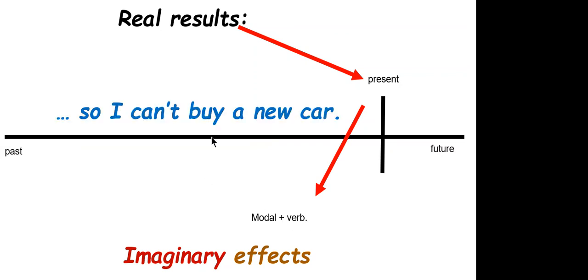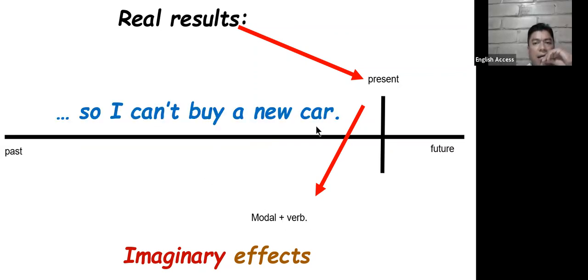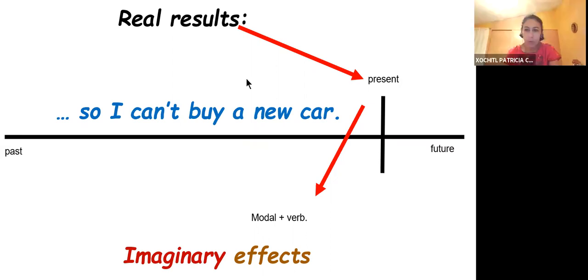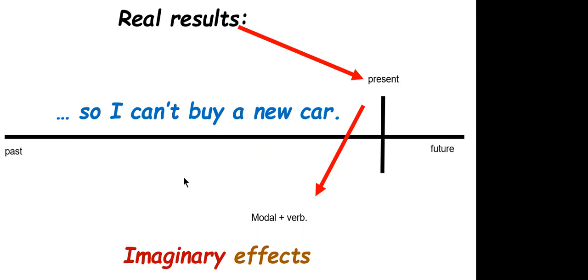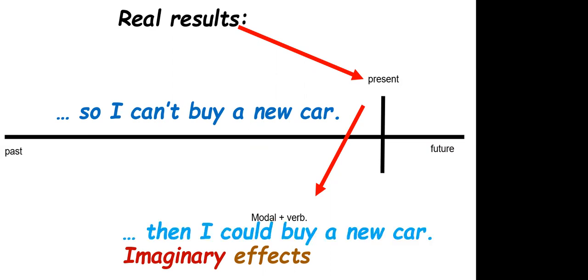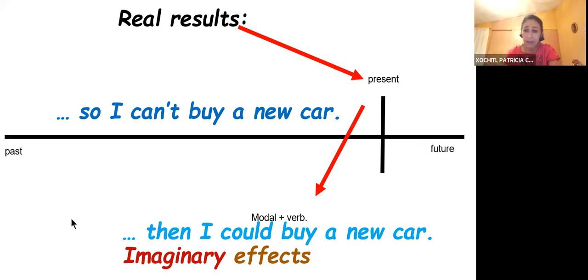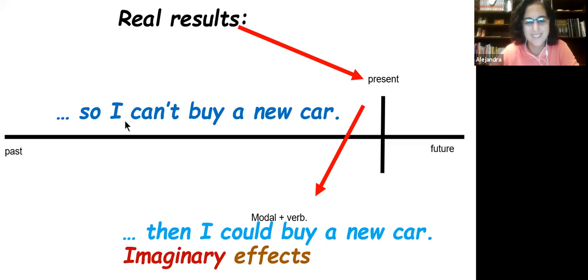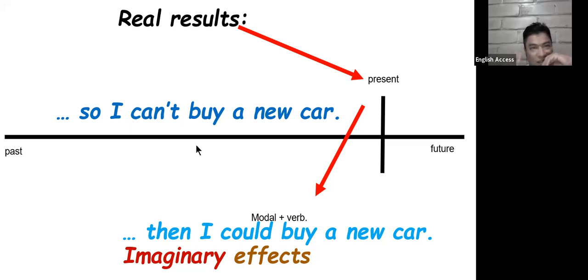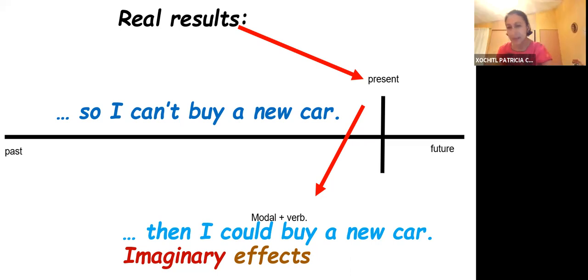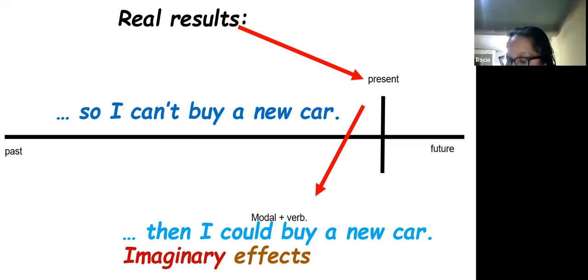I can't buy a new car. Imaginary effect: I could buy a new car. We're not talking about situations now, we're talking about results. I can't buy a new car. The effect is I could buy a new car.